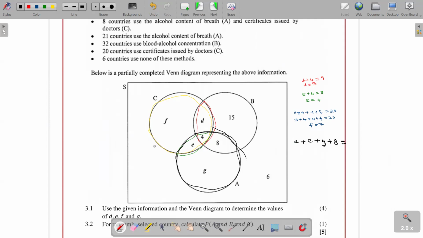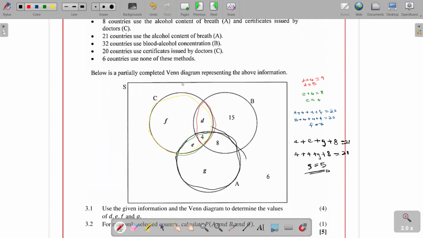Everything in A, and you are told that in A there are 21, and the 21 use alcohol content of breath, which is A. So 4 plus E, E we already know is 4, plus G plus 8 is equal to 21. It therefore means our G will be equal to 21 minus 8 minus 4 minus 4. So it's going to give us 5.